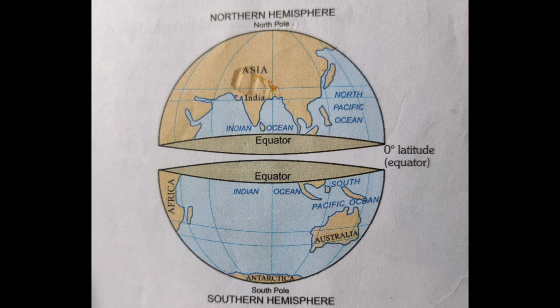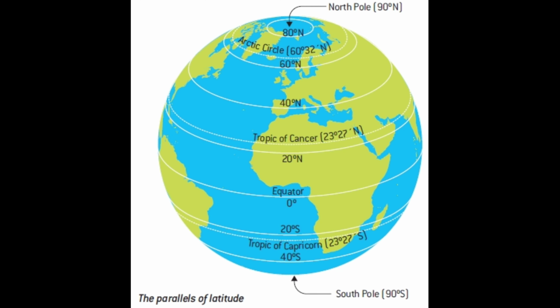The equator is the most significant latitude. It was chosen as the reference line because it divides the globe into two equal parts. The northern half of the earth is known as northern hemisphere and the southern half known as southern hemisphere. It is 0 degree latitude. Also, it is the largest latitude.